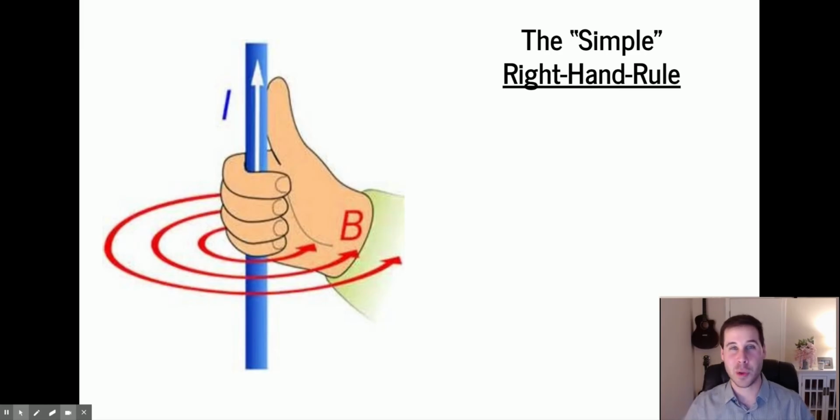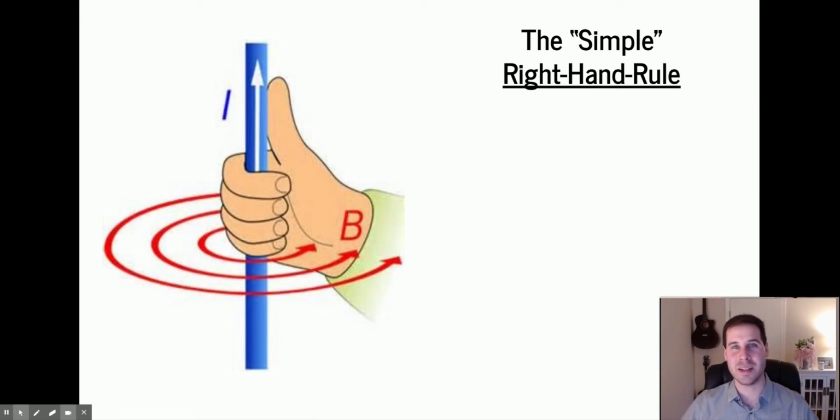Hey guys, here's a quick video on how to use the right-hand rule. It's a little bit tricky because there's actually two right-hand rules. There's the simple one, which I'll talk about first, that most people learn when they're beginning to learn about electromagnetism. And then there's the full right-hand rule, which is the one you'll usually hear being described on the internet in physics problems for more complicated applications and more useful applications too.